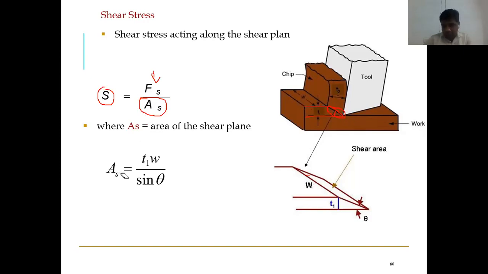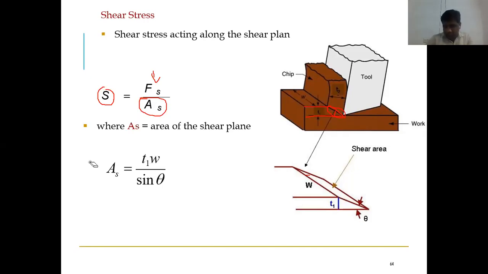So the area of shear, the shear plane area, is T1, the uncut chip thickness, into the width of the cutting tool, divided by sin theta. Theta is nothing but your shear angle. From this you can calculate AS. What is required to find AS? W is easy to find, it is the width of the tool, and T1 you also know, it is the depth of cut. Theta you can easily calculate if you know the alpha value. So AS you can calculate by T1 W by sin theta.